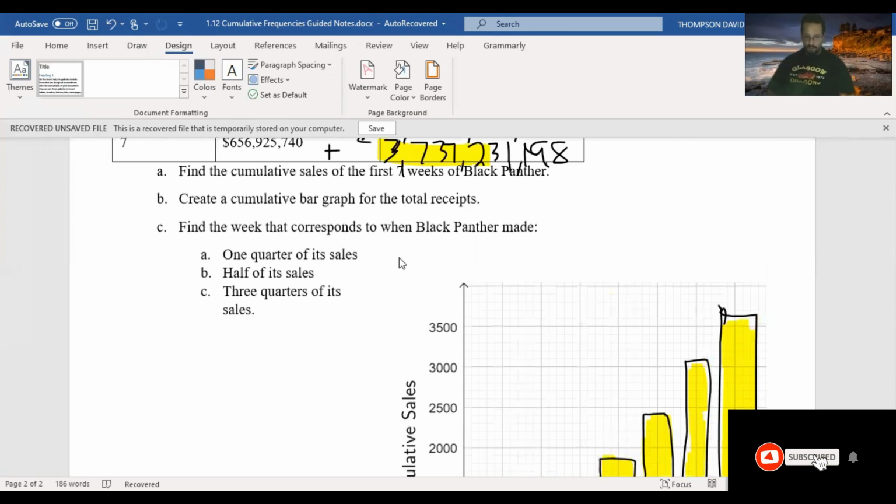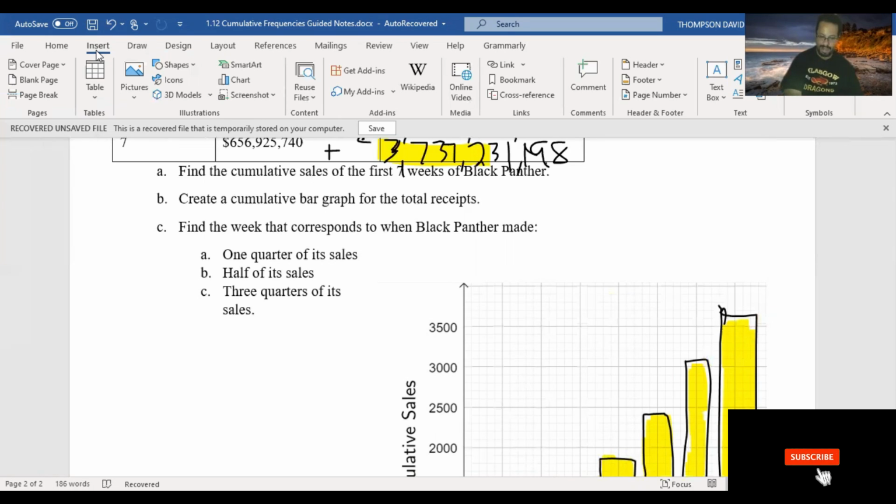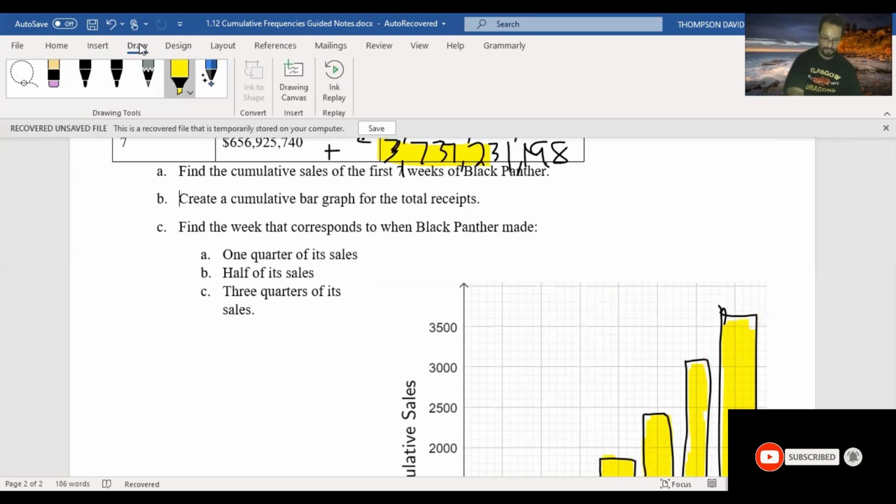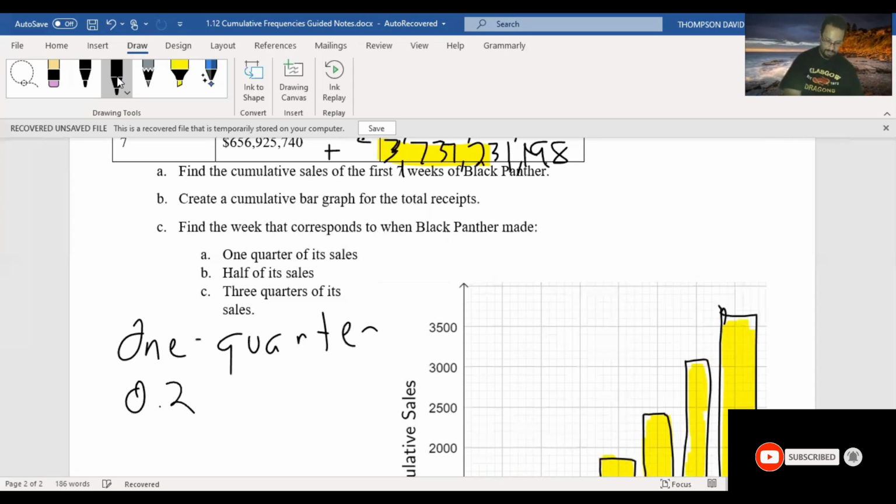Next, we want 1 quarter. Find the week that corresponds to when Black Panther made 1 quarter of its sales. So keep in mind, 1 quarter can be written as 0.25. So for 1 quarter, that'll be just 0.25 times 3,737,000. My apologies for saying that wrong. 0.25 times 3,737 will give me 934 million.